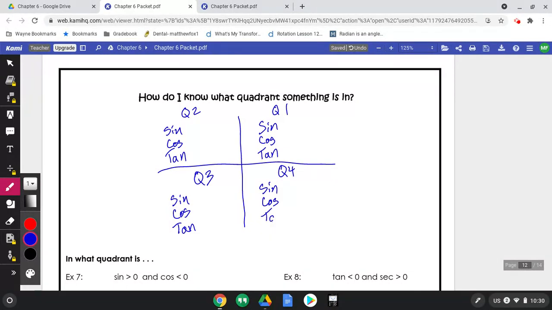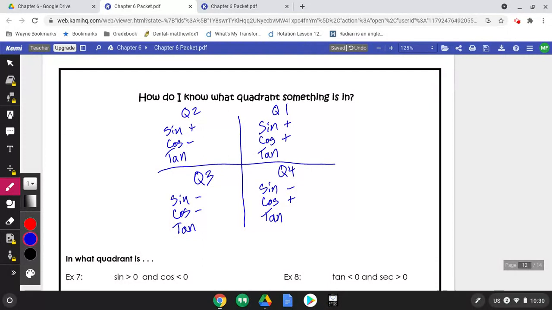So keep in mind, our sine represents the y value. Okay? So y is positive when it's above the x-axis. So this sine is positive, this sine is positive. Meanwhile, in quadrant 3 and 4, it is negative. Now cosine, that's our x value. So cosine is positive when it's to the right. So both 1 and 4 would be positive. Both 2 and 3 are negative.